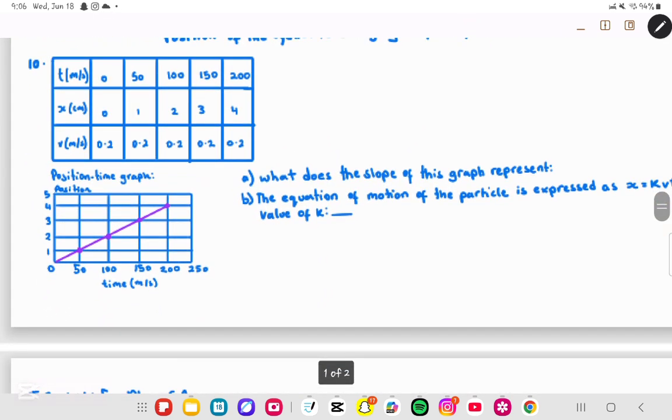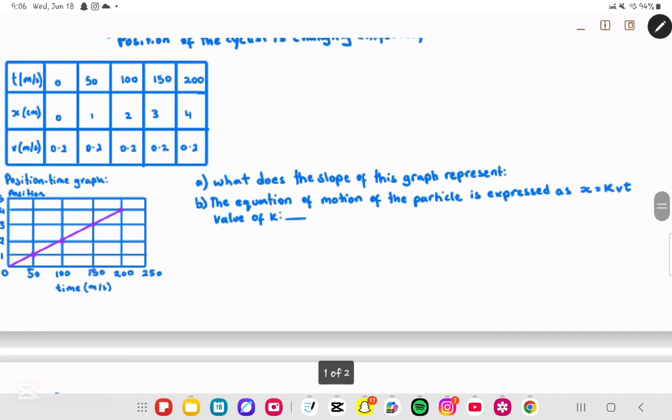Now, question number 10. This is a position time graph. What does the slope of the graph represent? It represents the velocity. Why? Because it's a position time graph. Now the motion of the particle is expressed as x is equal to kVt. What is the value of k?